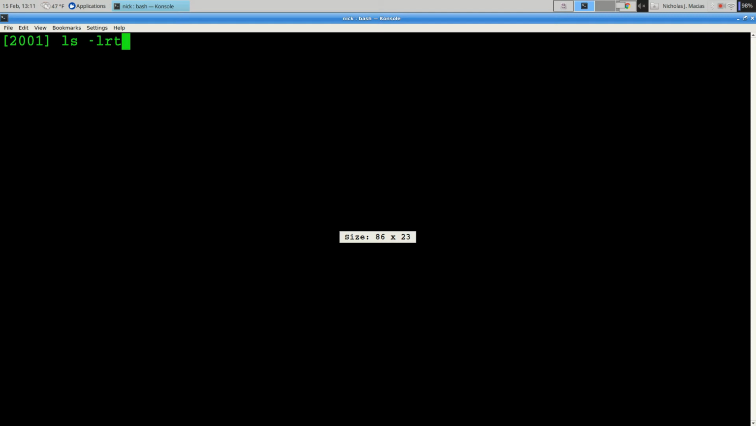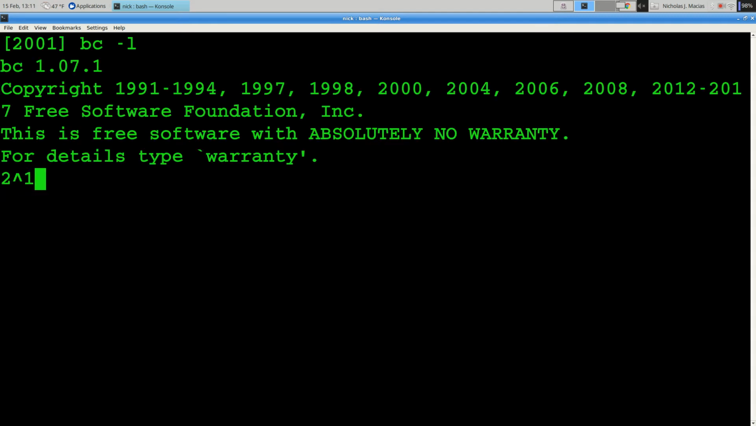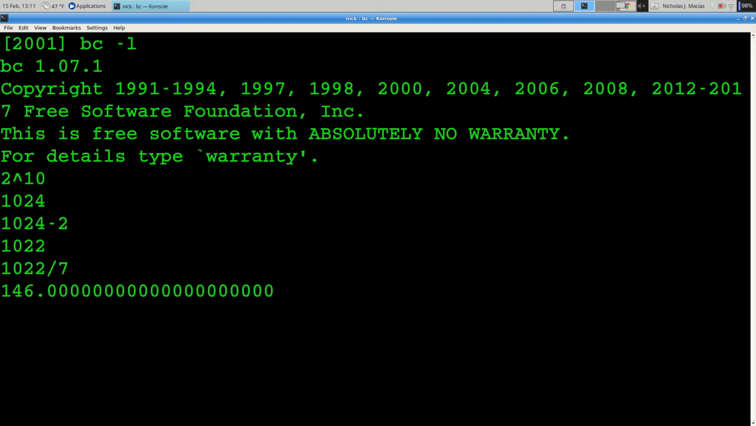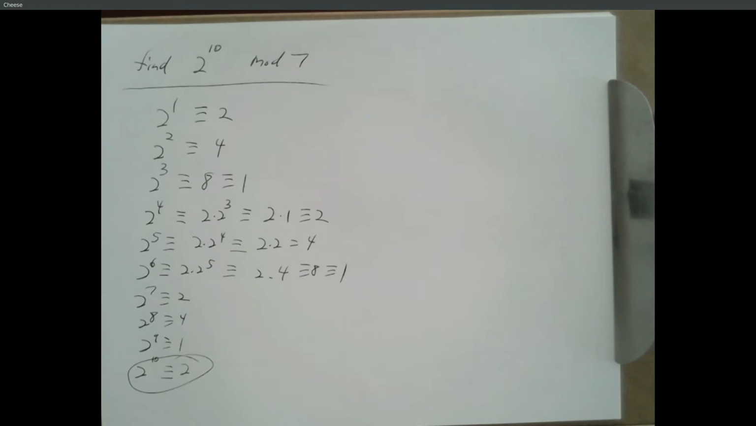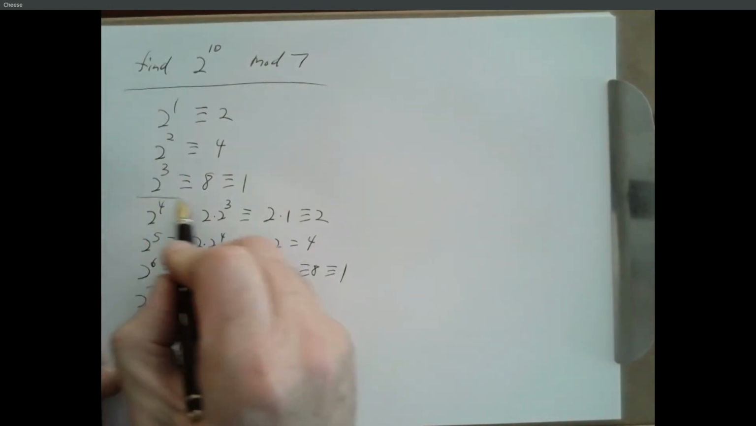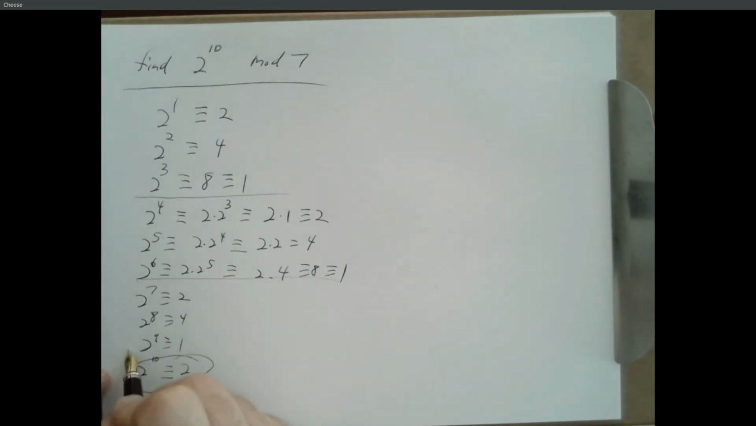So let's see if we were right. 2 to the 10th is 1024. 1024 minus 2 is 1022. 1022 divided by 7 is 146. So 2 to the 10th is 2 more than a multiple of 7. And clearly there's a pattern here: 2, 4, 1, 2, 4, 1, 2, 4, 1.